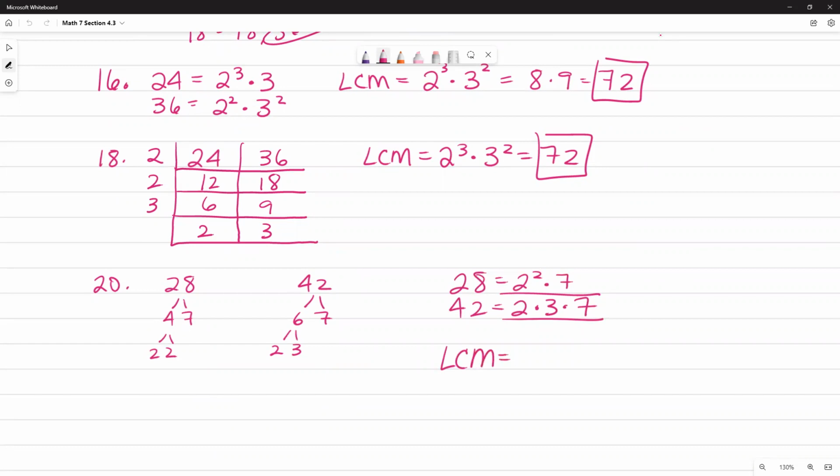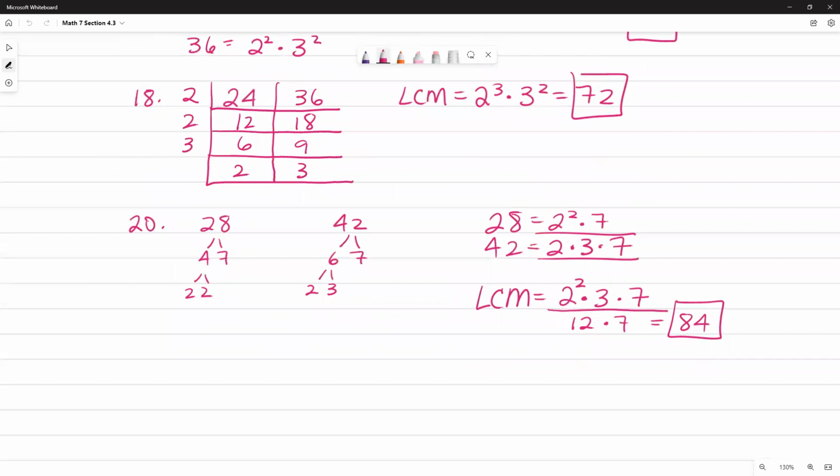Do we need just the common ones? No, we need all of them. So 2, 3, and 7. Now for 2, is there one with a higher exponent than 1? Yes, 2 squared. 3 and 7 only have the understood exponent of 1, so we leave those be. So this is 4 times 3, which is 12, times 7, which gives us 84. Very good. And for number 22, I got 120.